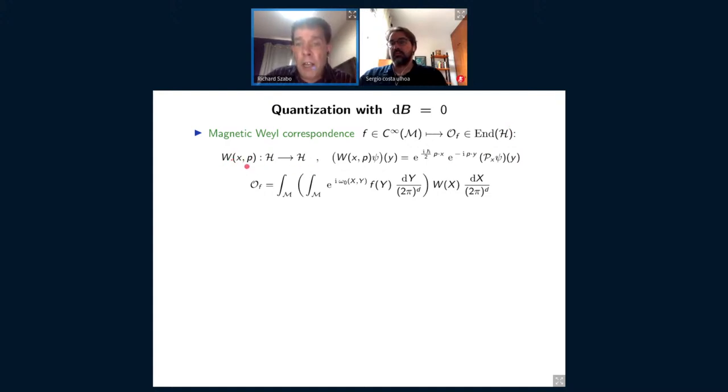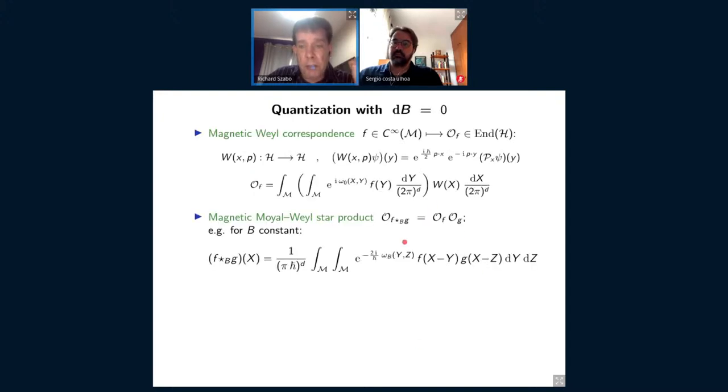It's an operator on H, but it's also a function on phase space. It's defined on these wave functions by this formula here. And then the map, the Weyl correspondence, is defined by taking a function f to this operator that I've written down. These are integrals over phase space involving this operator w of x. So this is how we map functions to operators on phase space, and this is just a generalization of the usual Weyl correspondence of quantum mechanics.